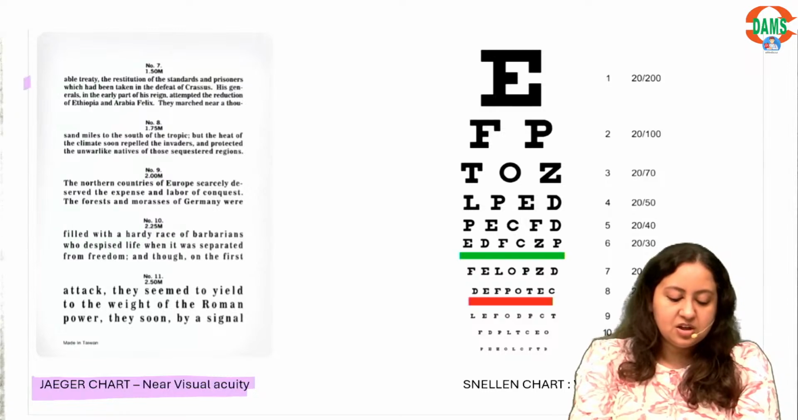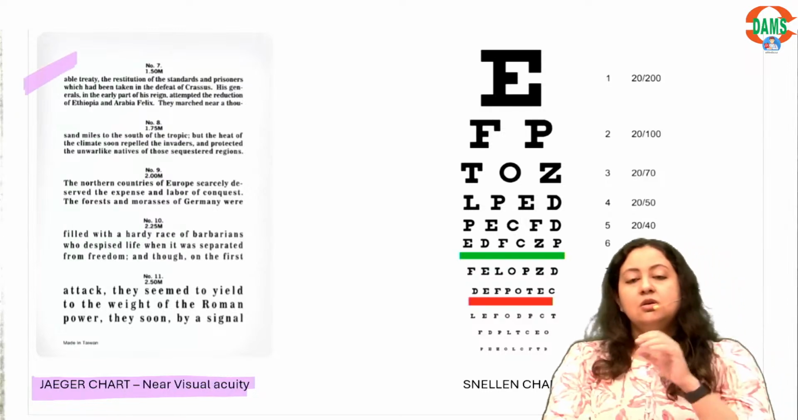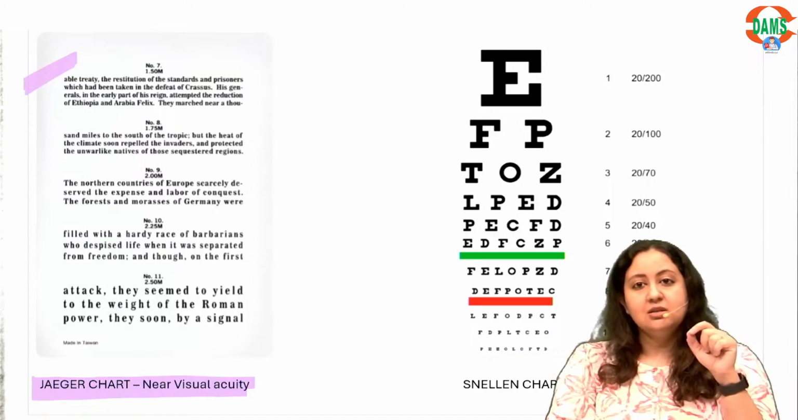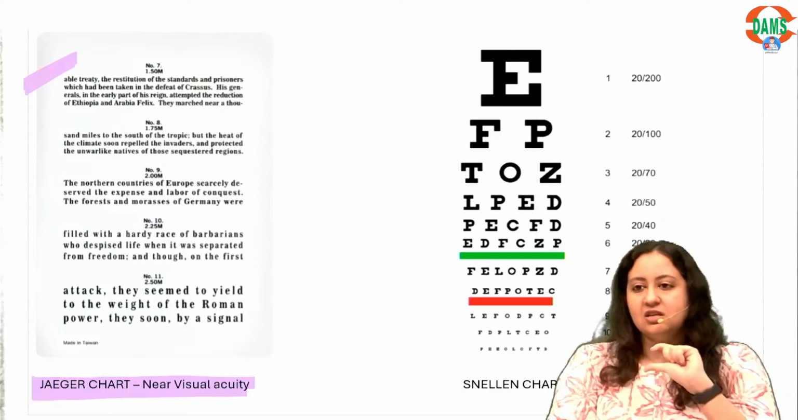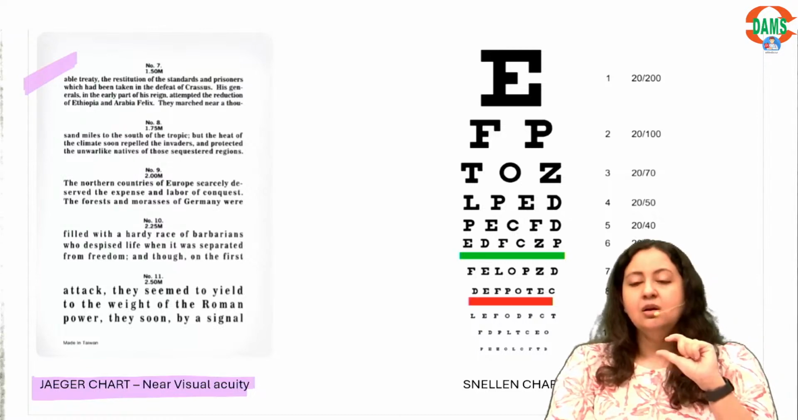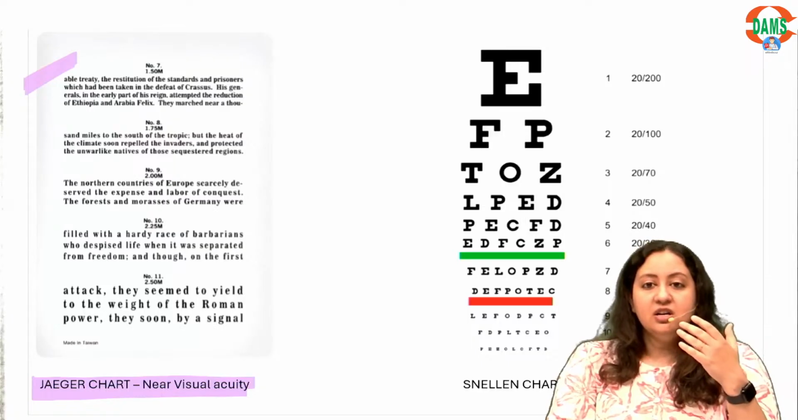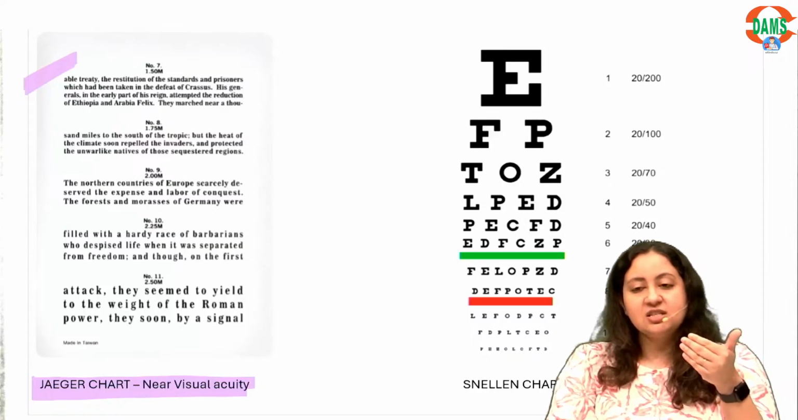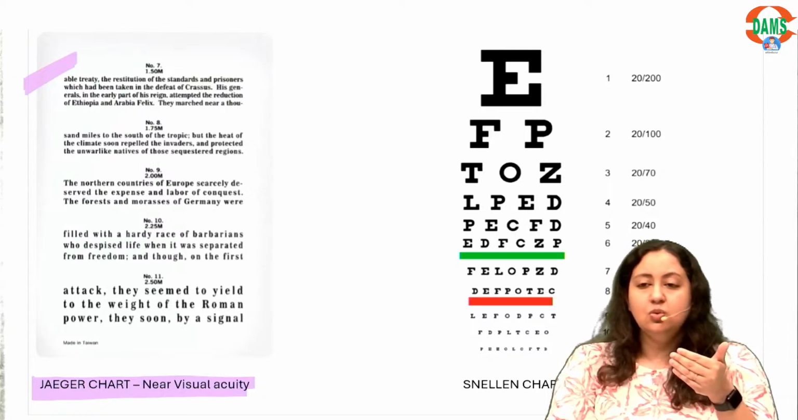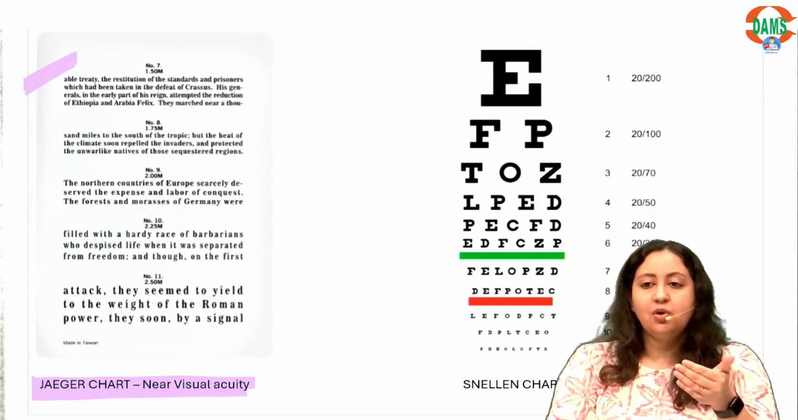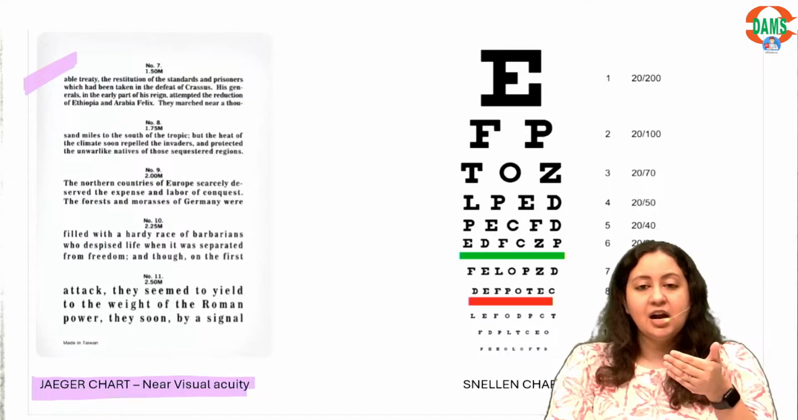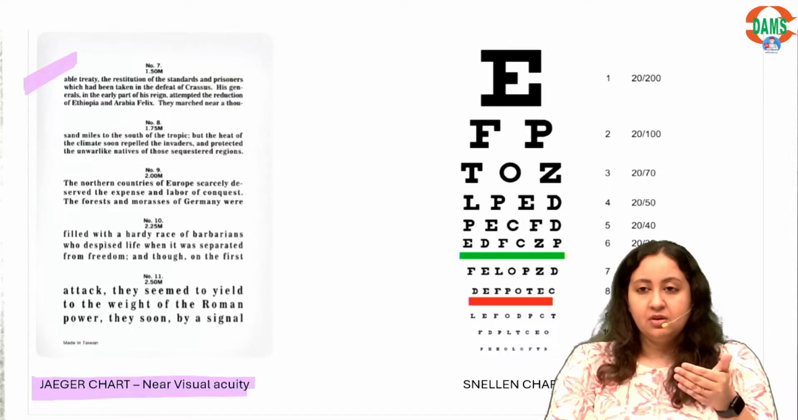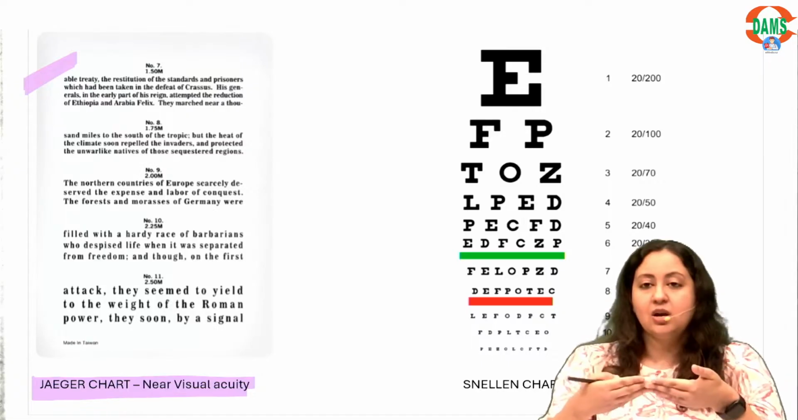This is a Jaeger's chart. In this chart, there are a few lines written in different font sizes. This tests your near visual acuity. The patient is given this chart and asked to read the smallest font that he or she is able to read. So it is determined at what distance the patient can read the smallest font. This tests your near visual acuity.